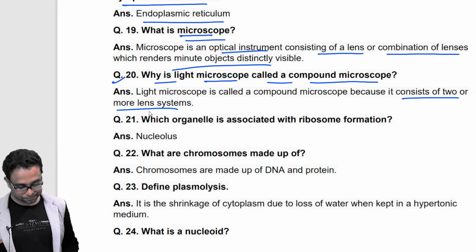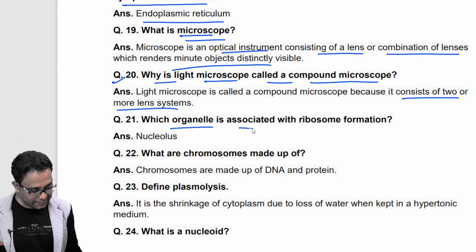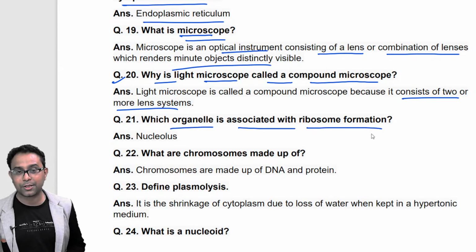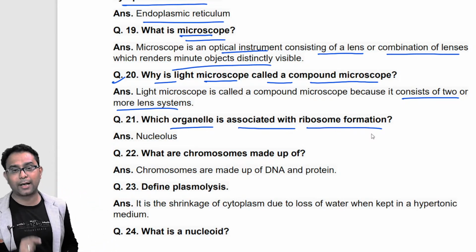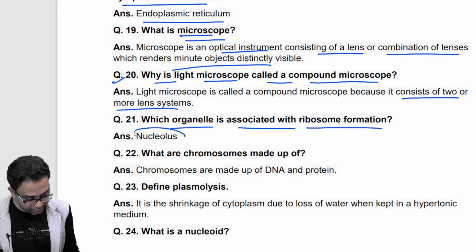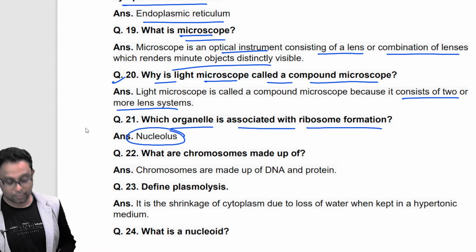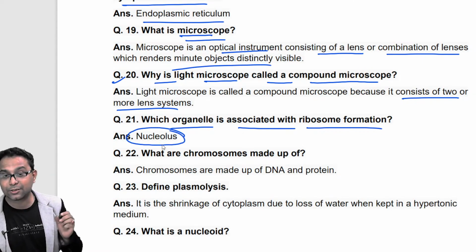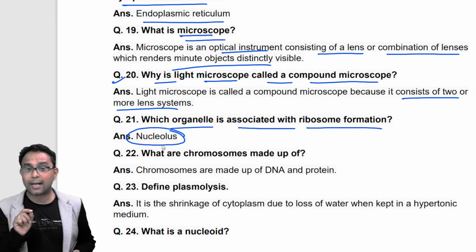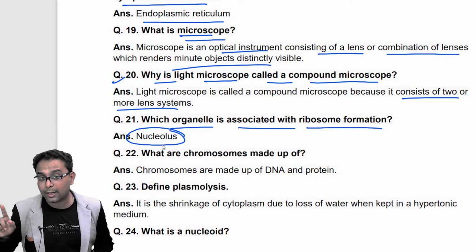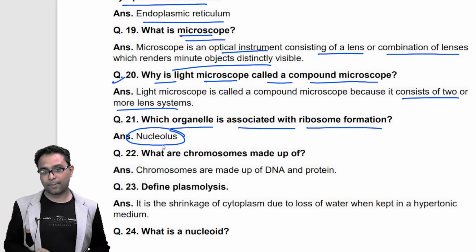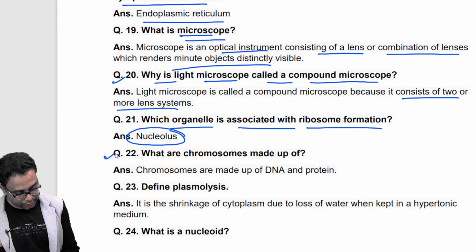Next question. Which organelle is associated with the ribosome formation? Which organelle helps in the formation of the ribosome? This is the nucleolus. Right? Nucleolus is the organelle which is associated with the ribosome formation, not the nucleus. Nucleolus.